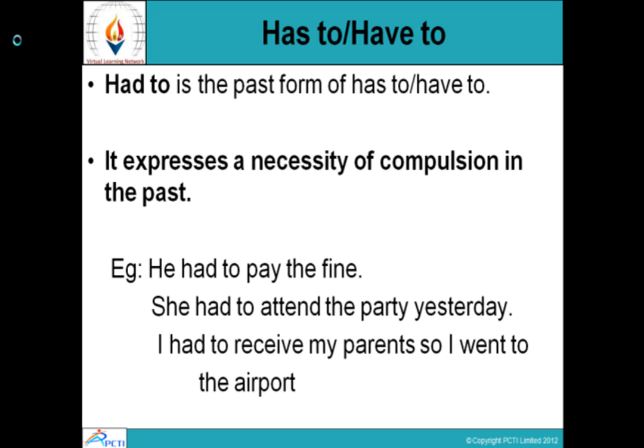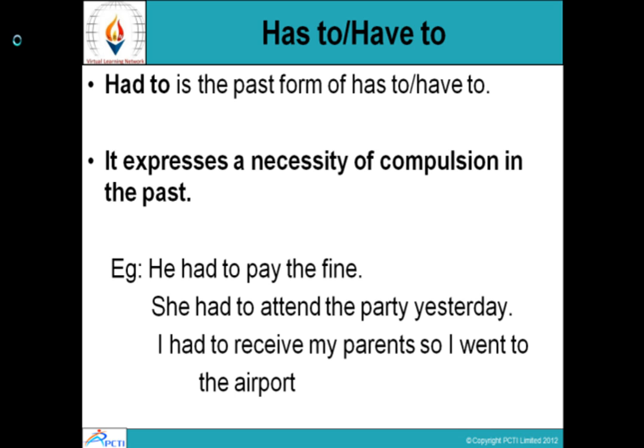As we all know, had is the past form of has and have. So here also past form of has to and have to is had to. Had to is the past tense form of has to, have to. It expresses a necessity or compulsion in the past. It's over.